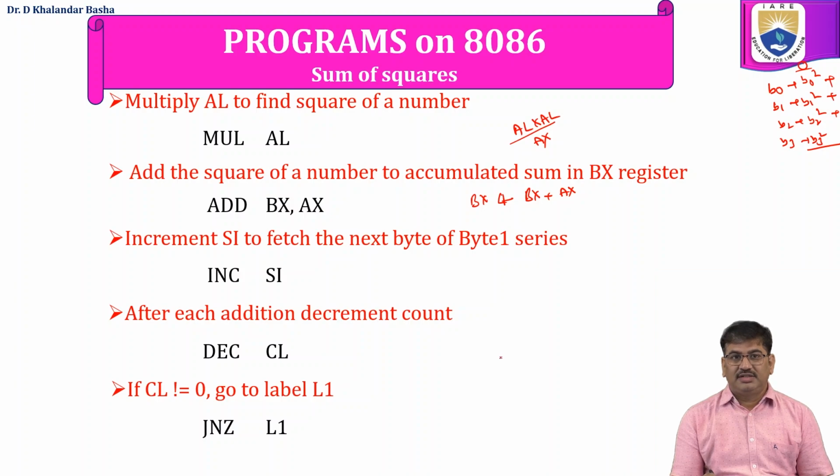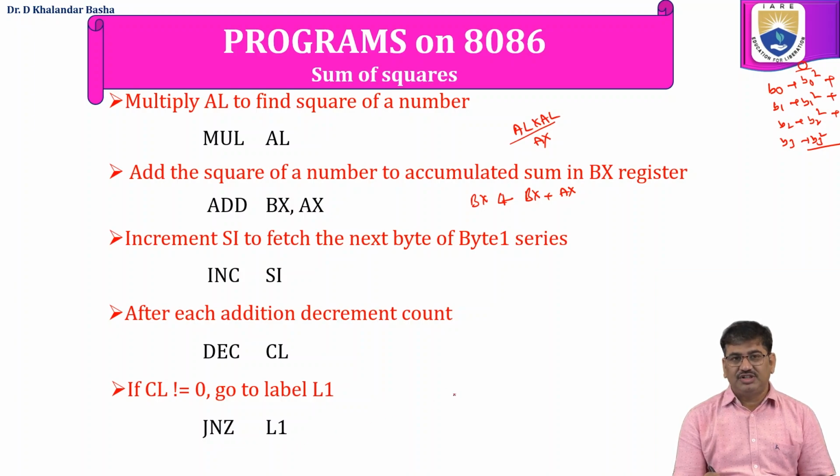As one byte is done for the sum of squares, we advance to the next byte. We go for incrementing SI. Then, as the count we have placed in the CL register, and one byte's square has been found, we have to decrement the count. So for that we use the instruction DEC CL. This loop has to be iterated repeatedly until the count is equal to 0 in the CL register. So when the count is non-zero, we have to go for the loop. For that we use the JNZ instruction.